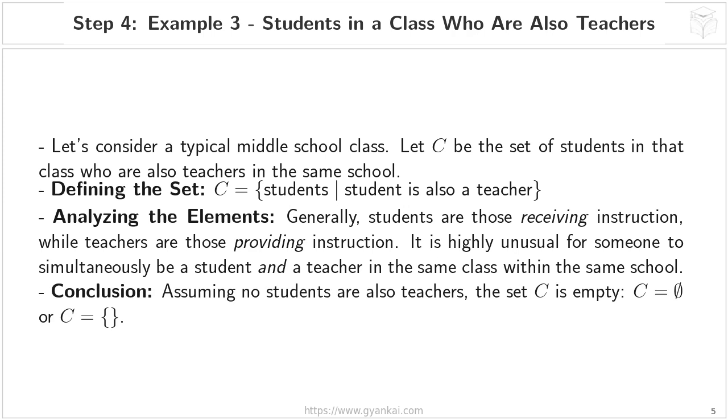So, assuming, and this is a reasonable assumption in most middle school scenarios, that no students are also teachers in that class, then the set C contains absolutely no elements. Therefore, the set C is an empty set. We represent this by writing C equals the empty set, or simply C equals empty curly braces. Both notations, the empty set symbol and the empty curly braces, mean exactly the same thing, a set with nothing inside. Keep this in mind as we move forward.